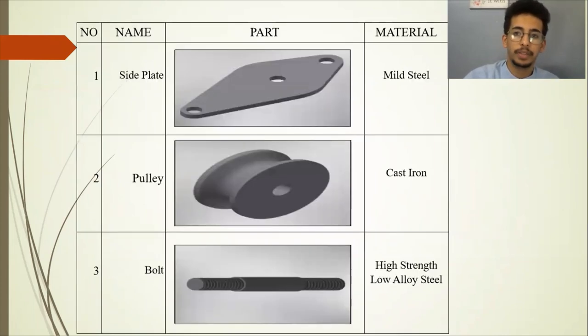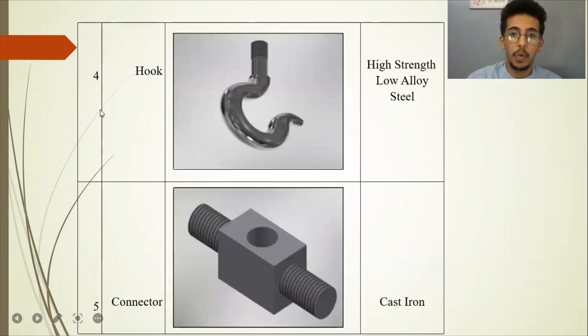Firstly, we have five parts in our crane hook project. The first part is the side plate, and the material for this part is mild steel. The second part is the pulley. For this part we used cast iron for the material. The third part, the bolt, we use high strength low alloy steel. Part number four, the hook, we use high strength low alloy steel. And lastly, the last part, the connector, we used cast iron for the material.